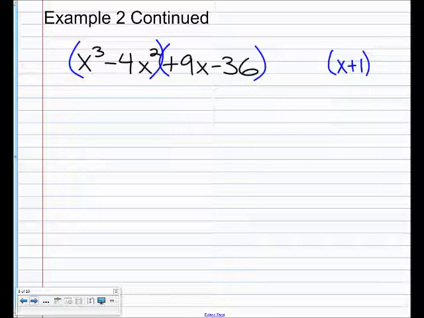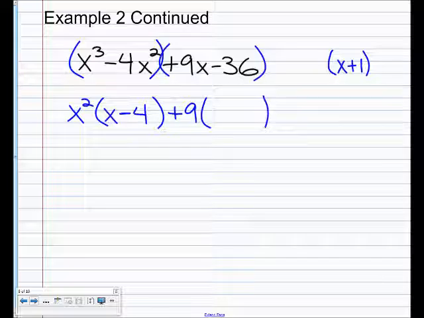All right, what do the first 2 terms have in common? X squared. It's okay? Very good. X minus 4 is left. What about the next 2? 9. What's the sign in front of 9? Positive. So I'm going to write plus 9. And what's left? X minus 4. Are you shocked that those are the same in the parentheses?